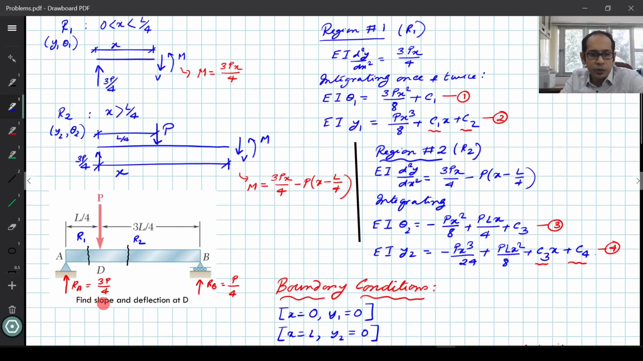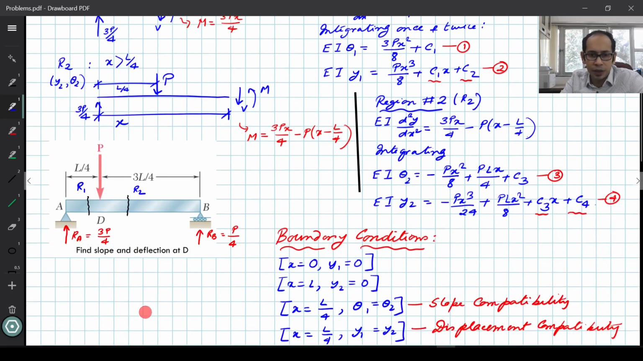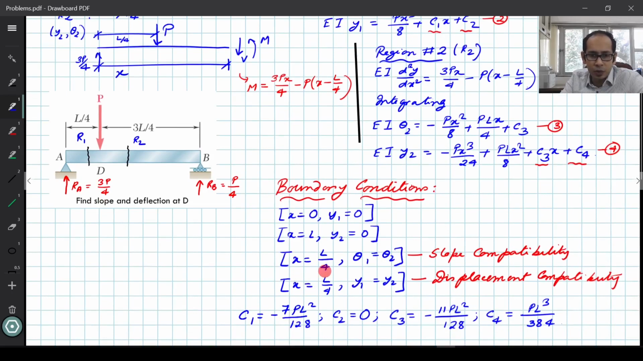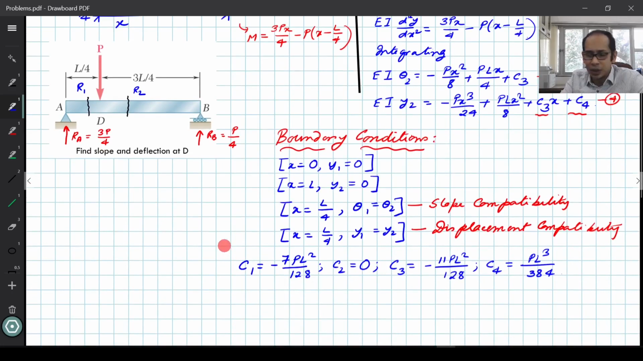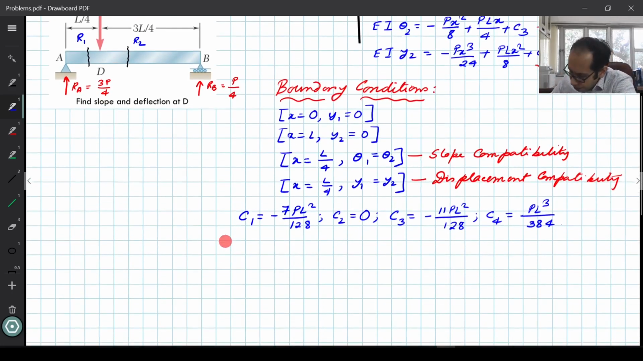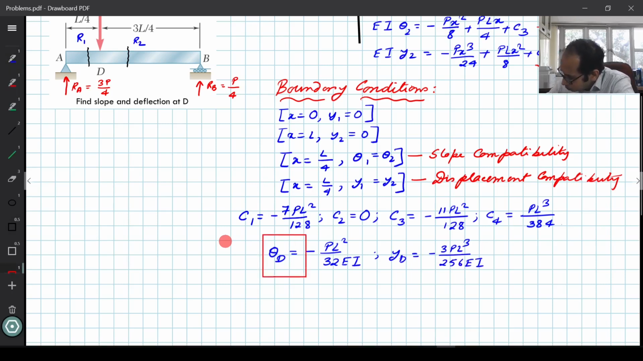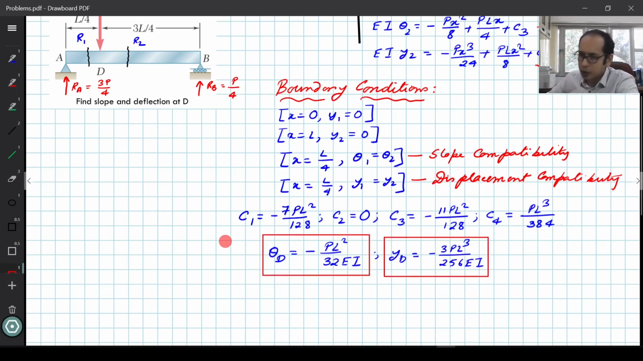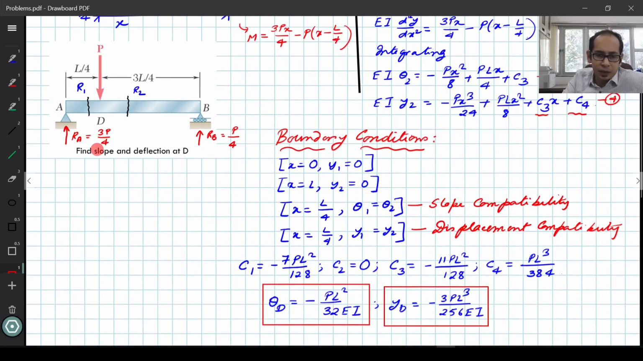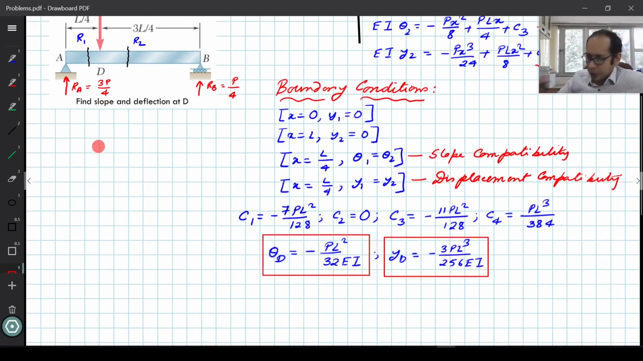This problem asks you to find the slope and the deflection at the point D. If you substitute x equals L over 4 in any of the expressions that you have over here, what you will essentially get are these values. These are the values for theta d and yd, that is the slope and the deflection at the point D that you have over here. And if you try to draw the deflected shape, it would look something like this.